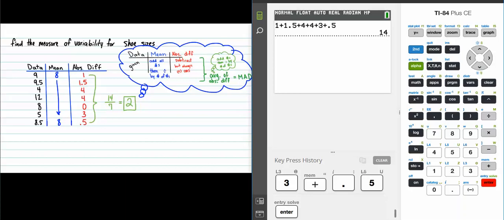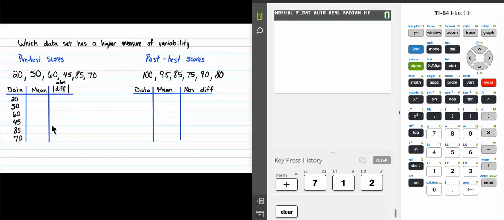So let's try another example for practice. So I'll make this a little bit different. Which data set has a higher measure of variability? So which one has a higher MAD? So what we're looking at is pre-test scores and some post-test scores. What we want to do is follow that same process as we did before. Notice how my data is already there. I just rewrote my data that was here onto this column. And let's go ahead and go find our mean. Now, I'm going to show you a method on the calculator to make things a little bit faster for us.